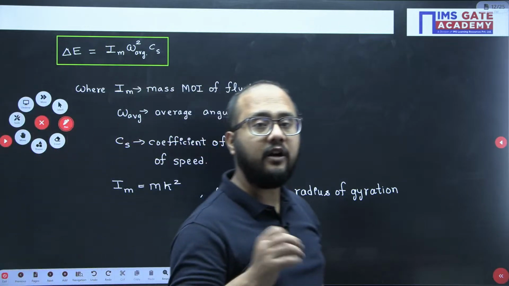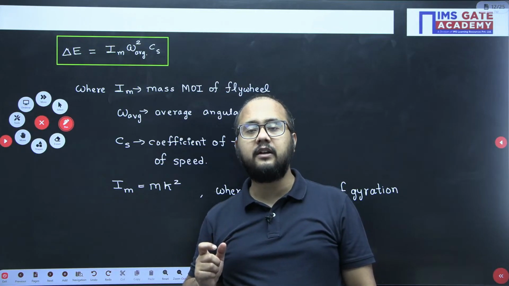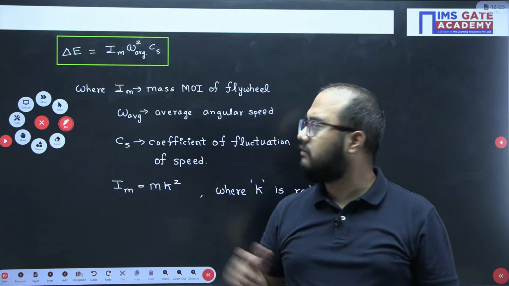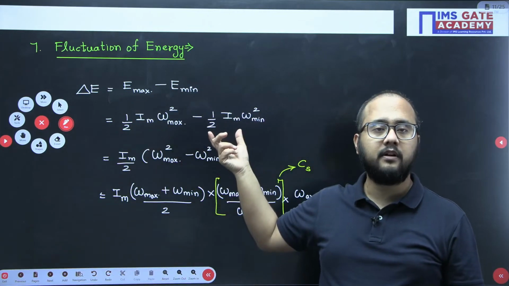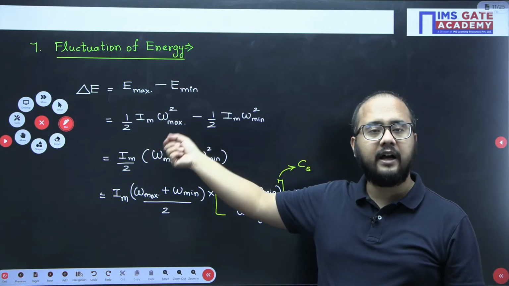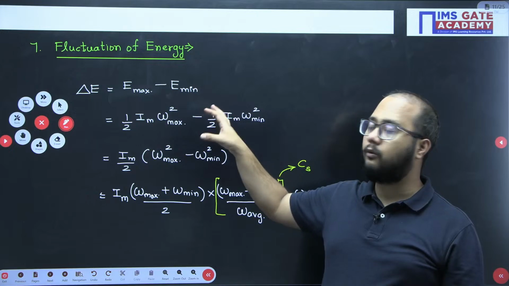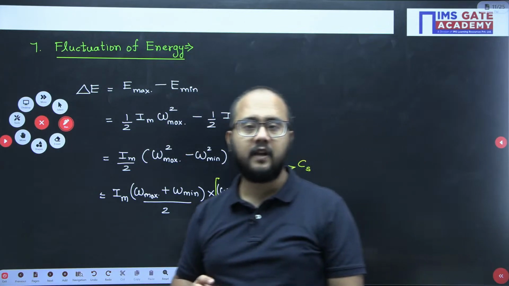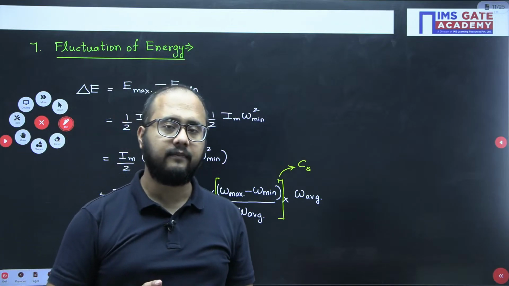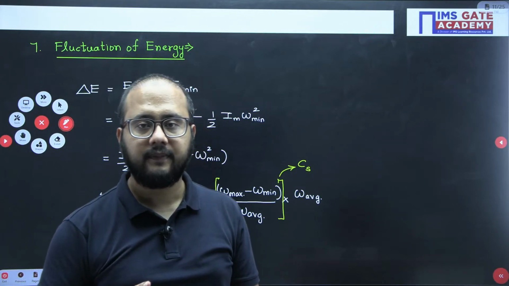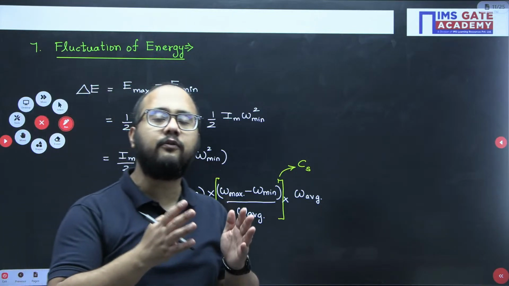Now in order to find all those values, we need to know the delta E value. How do we calculate delta E? The basic part is maximum minus minimum. How to calculate maximum? Half I omega max square, half I omega min square. Like that we can calculate the delta E value also. So delta E is the fluctuation in the energy that the engine is producing, right? And we need to control that fluctuation. For that only we are installing the flywheel.